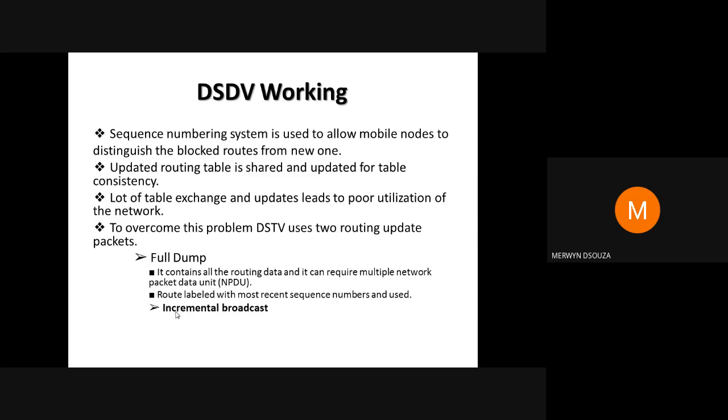This incremental broadcast would only update smaller information, meaning a smaller number of routes are to be updated. By using these two types of packets, the DSDV algorithm would try to minimize the wastage of bandwidth, where the bandwidth wastage happens due to the exchange of these control messages to update the routing tables.